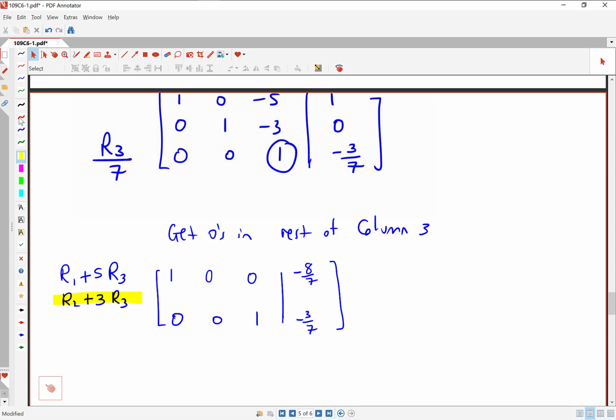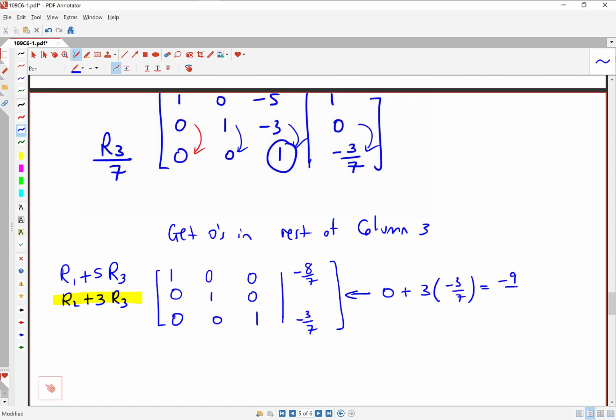So let's look back at our previous numbers. We're going to go 0 plus 0 is 0. 1 plus 0 is 1. -3 plus 3 is going to give us 0. And then over here, we might want to do just a little bit of algebra on the side. So we're going to go 0 plus 3 times whatever we have in row 3, -9/7. So that's our value there.